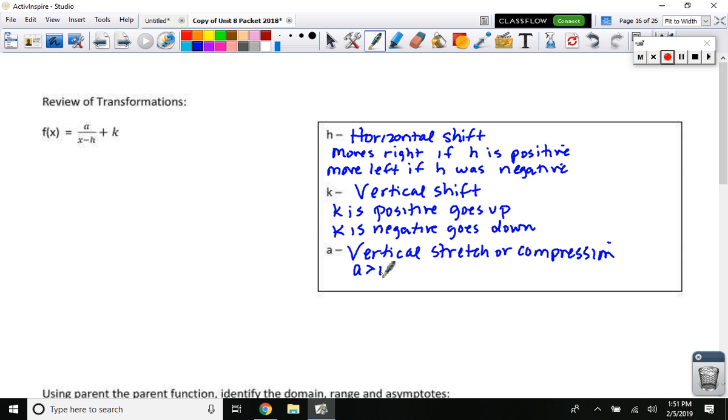If A is greater than 1, what's it doing? Stretch. Because your y values are, let's say, doubling, right? It's going up twice as fast. If A is between 0 and 1, because if it's negative, you're really dealing with that reflection. So that negative is just a reflection. So if your A value is between 0 and 1, then it is a compression. The y value is shrinking.